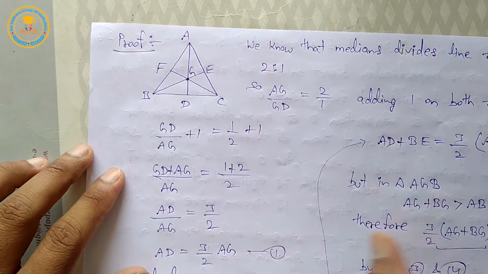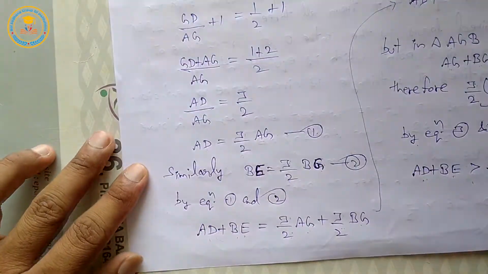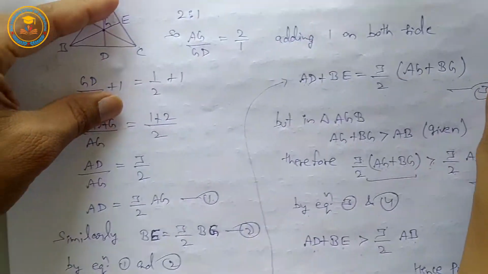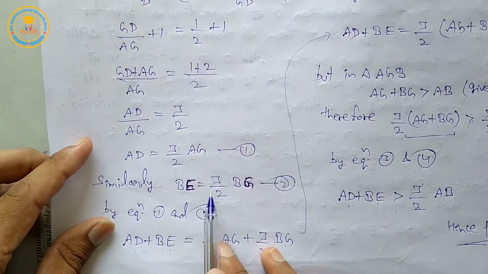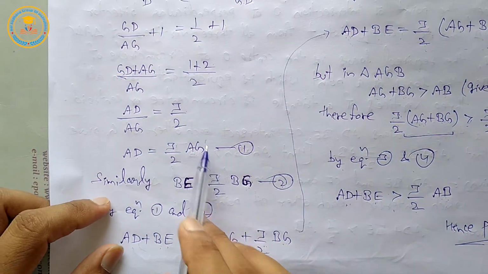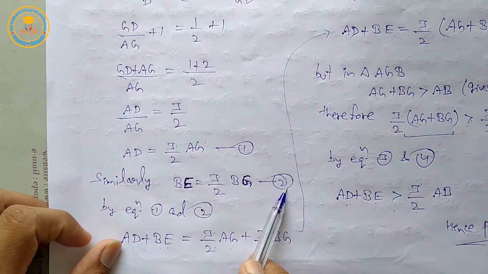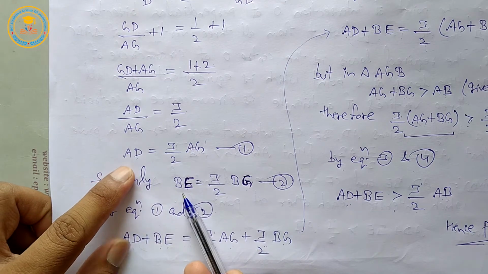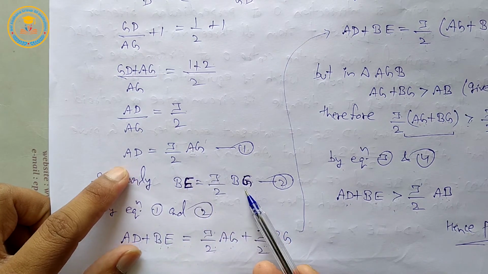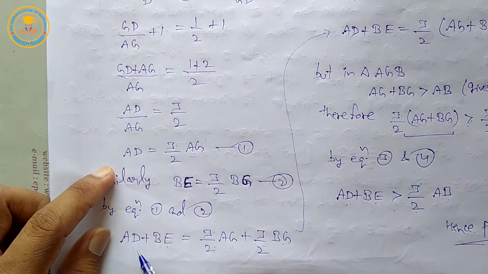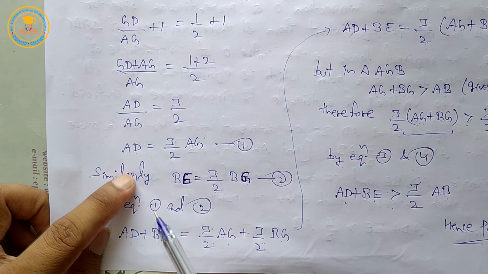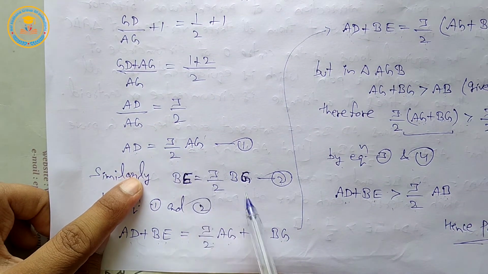Given in the question, AG plus BG is greater than AB. So AG plus BG is replaced by AB with greater than. By equation third and fourth, the left hand side stays as it is, and AD plus BE is greater than 3/2 AB. Hence it is true.